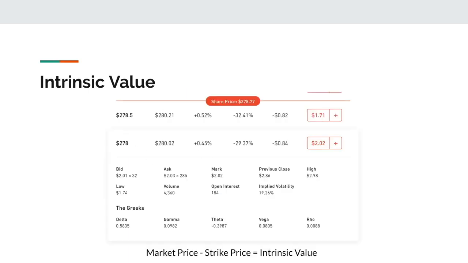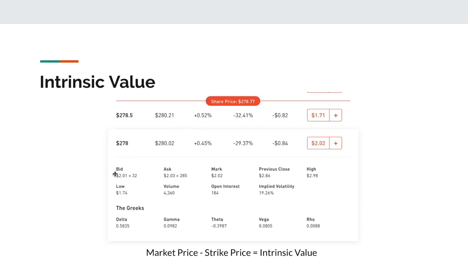Intrinsic value is going to be the market price minus the strike price, which equals intrinsic value. So if the option was to expire today and your strike price is $278, you would subtract the actual market price of the share, which is $278.77, minus 278, and it gives you 0.77, which will factor into the option's price. That is only if the option was to expire today.